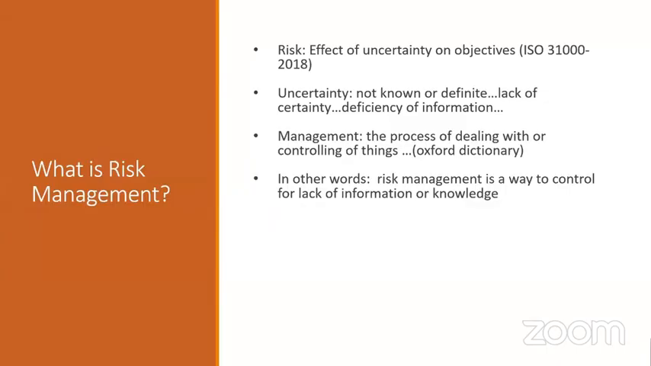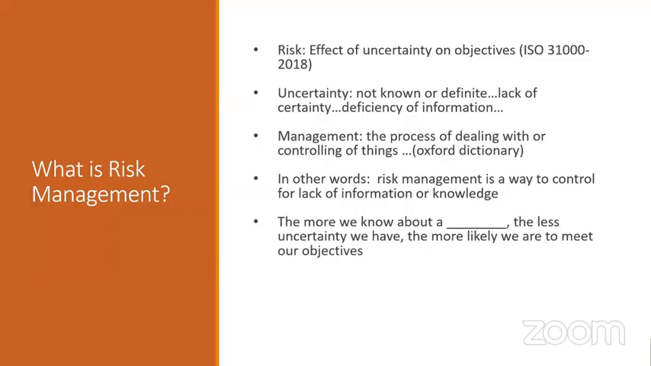It sounds a little complex, but what it does is it makes us think about those things that aren't so obvious to us. In other words, the more we know about a design, a plan, a process, a method, the less uncertainty we have, the more likely we are to meet our objectives. Since the word uncertainty is used, it is a neutral construct. It does not refer to negative or positive, it actually refers to both.